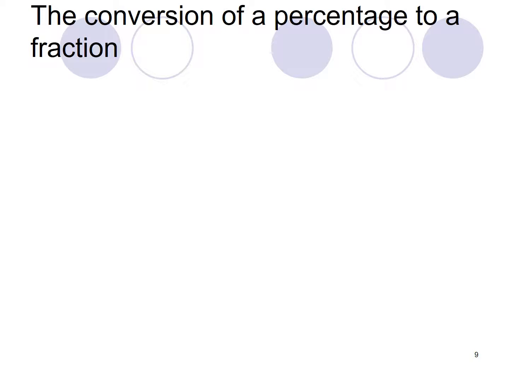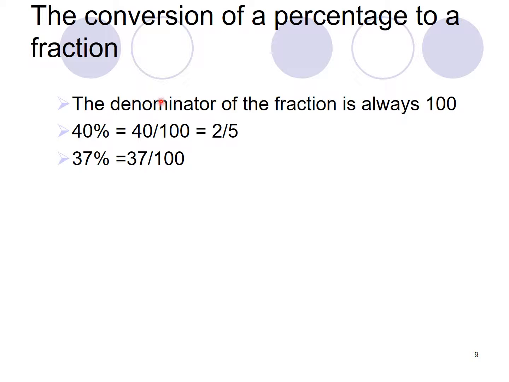Okay, converting of a percentage to a fraction. The denominator, the bit on the bottom of the fraction, is always 100. Okay, so 40% is 40 over 100. And then if you want to simplify that out, 20 divides evenly in there, 20 divides evenly in there, so it's 2 over 5. Okay, 37 is the bit on the top, 100 is the bit on the bottom, and there's nothing that divides evenly into 37 or 100.